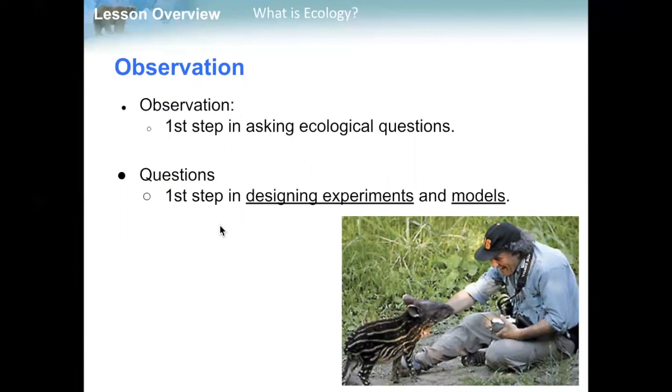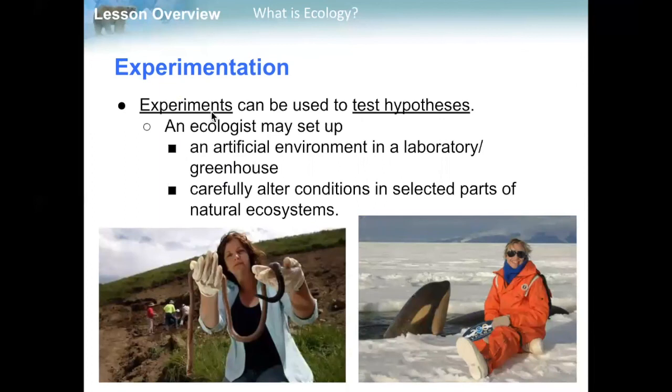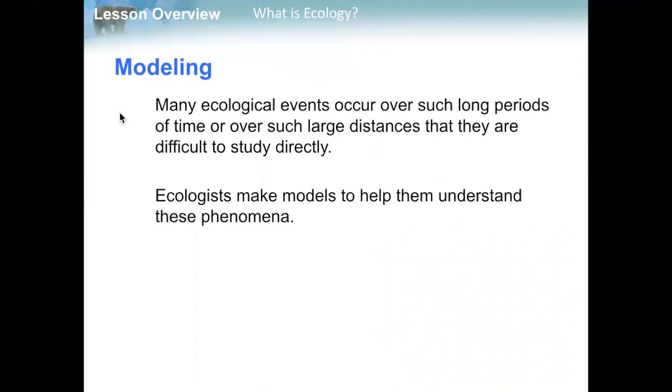In order to not disturb the environment, we often want to design experiments that do not interfere with the natural order. And the experiments can be used to test hypotheses. An ecologist may set up an artificial environment in a laboratory or greenhouse, and carefully alter conditions in selected parts of natural ecosystems. As much as possible, they do not want to interfere with the natural ecosystem. Many ecological events occur over such long periods of time or over such long distances that they are difficult to study directly. Ecologists make models to help them understand these phenomena.